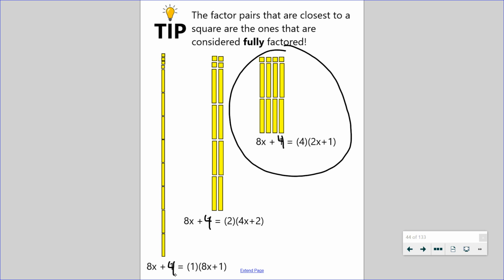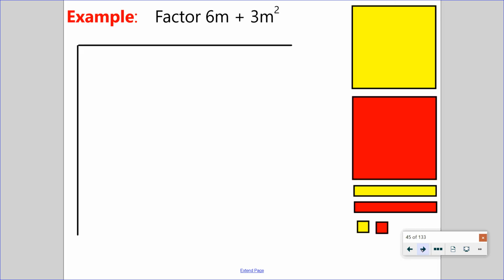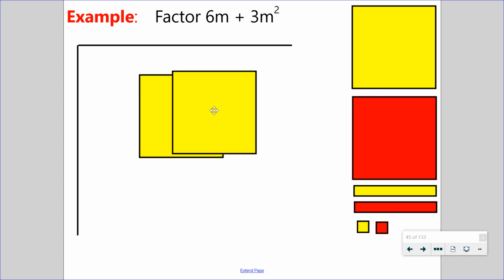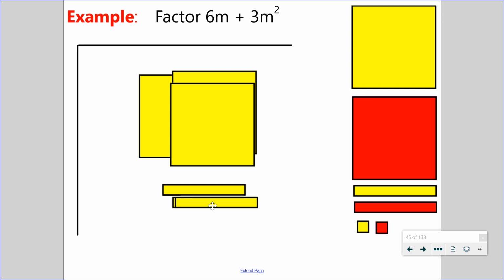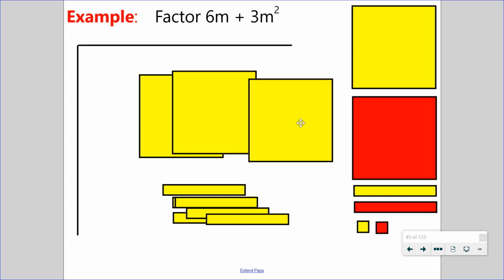So we're going to take this idea and try another example. Let's say we factor 6m plus 3m squared. So I'm going to need 3 variable tiles, 3m squared, and I'm going to need 6 variable tiles, just single variable tiles. And I want to put those together like a puzzle piece, and I want to fit it into a rectangle as close as I can to a square in shape.